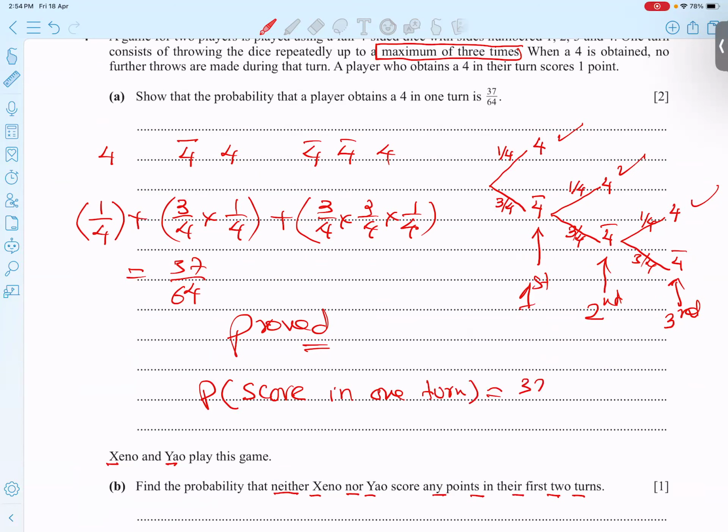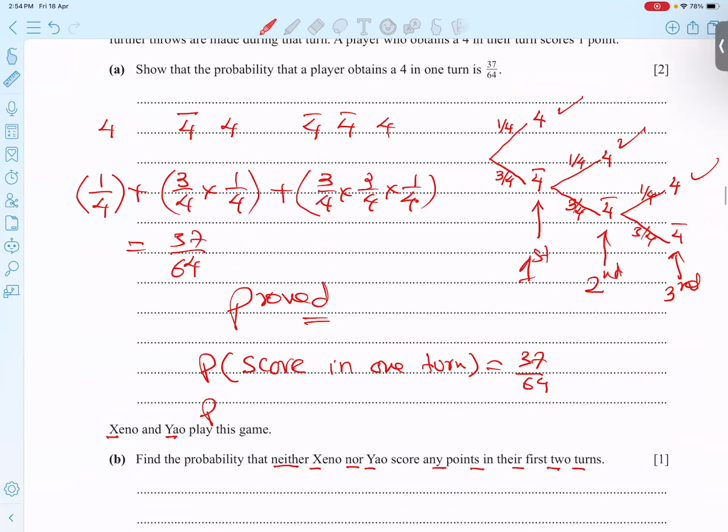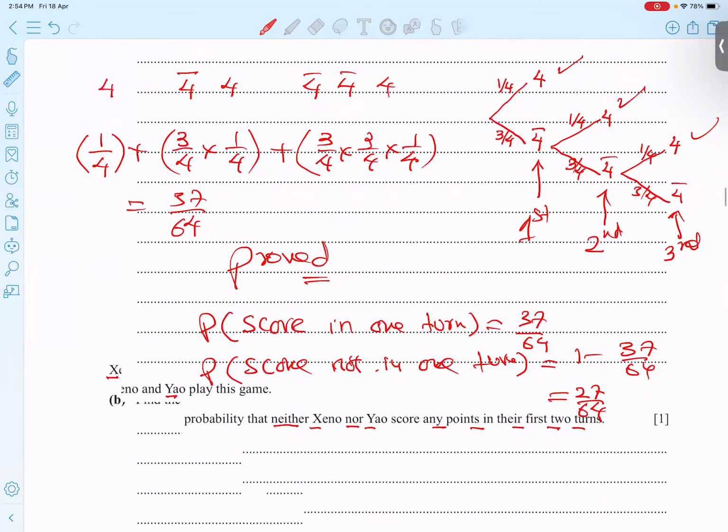is 37 over 64, okay? And 1 minus this is the probability of not scoring in 1 turn. So naturally 1 minus this. And I check it, 1 minus 37 over 64 becomes 27 over 64. I believe all people understand what I'm saying. And now check it, what he talks about.